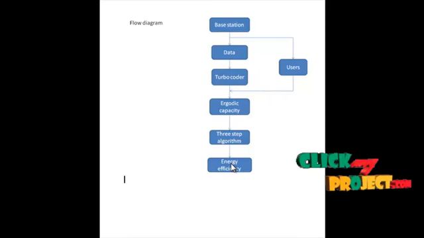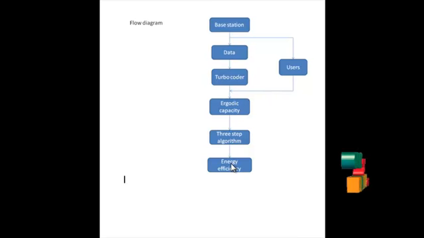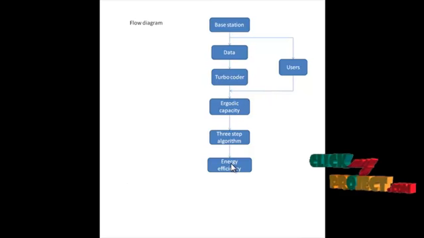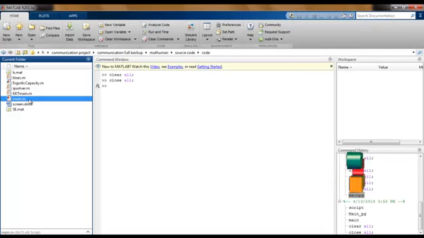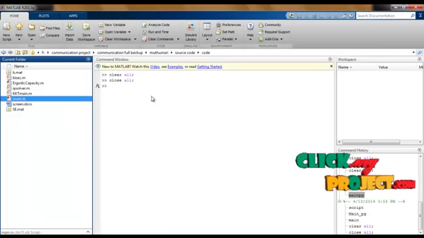Finally, we discuss the energy efficiency. The energy efficiency will be calculated. The energy will be reduced, the equivalent of the systems. First, we select main.m and right click to run the file.